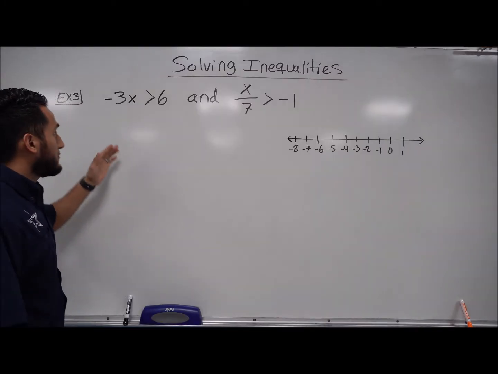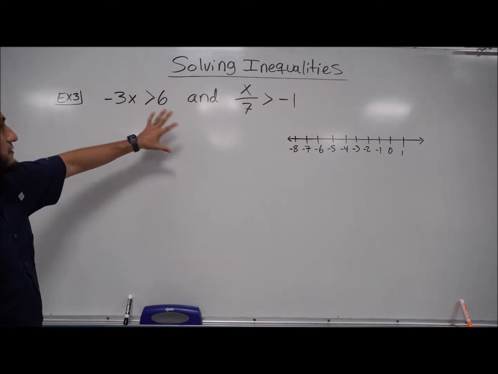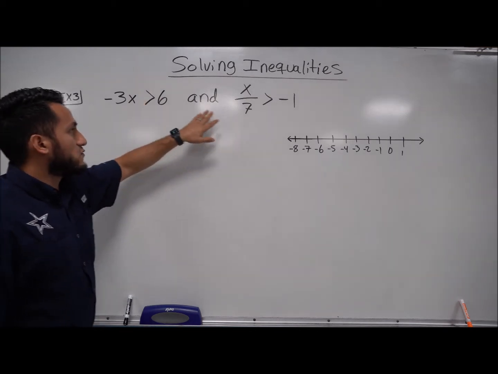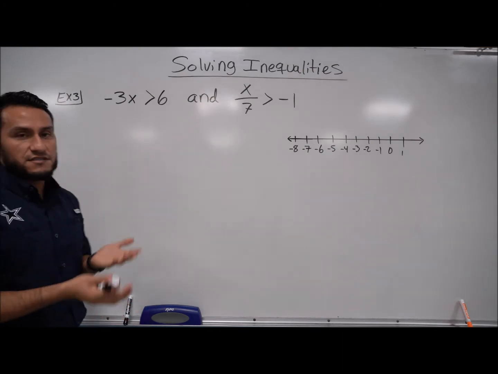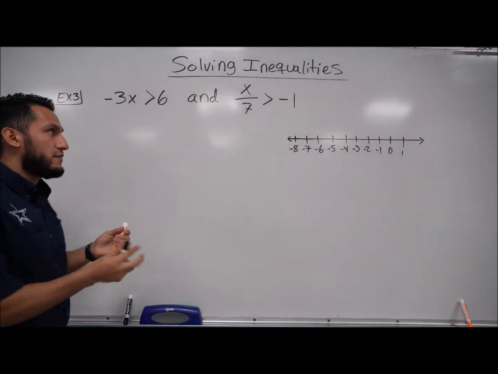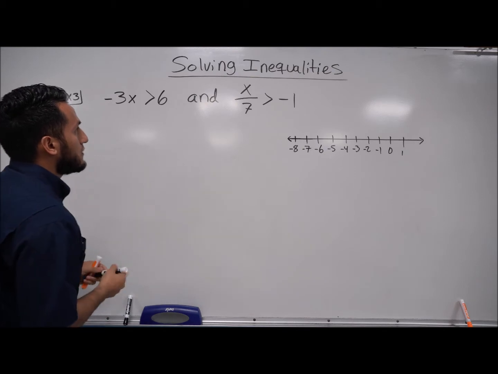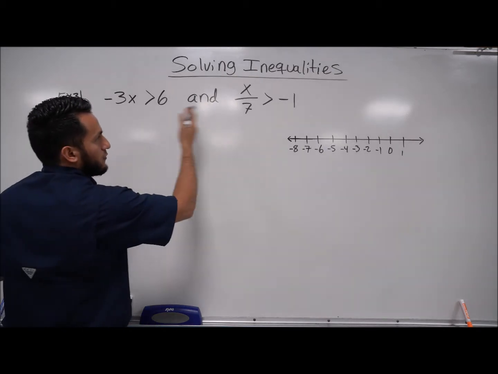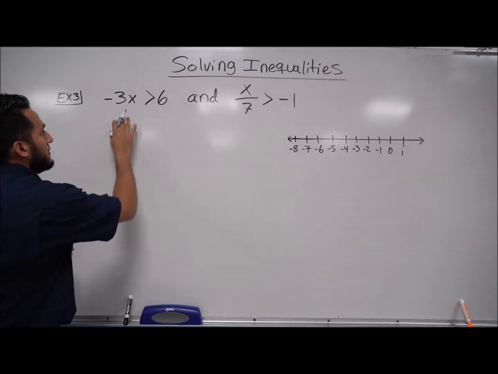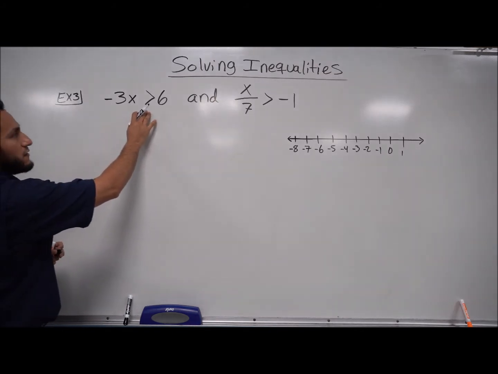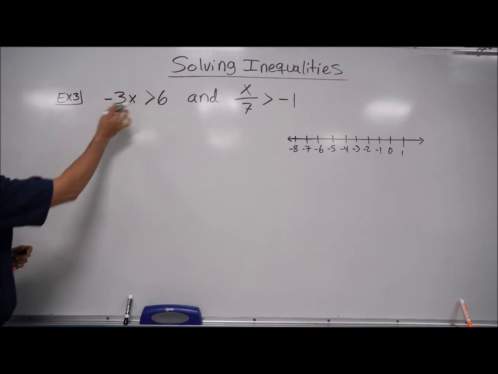Alright guys, so now we're dealing with example number 3, and you might see inequalities that are separated like this with a word. So in this example we have the word and. It's pretty much similar to the previous example where the variable is between the two inequalities. You're still dealing with compound inequalities. You have two inequalities here and you just have to solve them, okay? So let's look at the first one, negative 3x greater than 6. You have to isolate the variable.